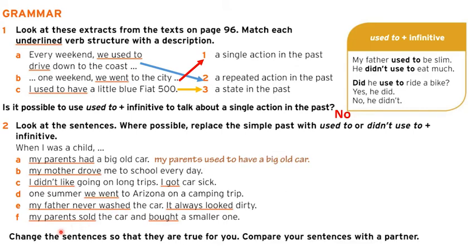Now, the last exercise says change the sentences so that they are true for you and compare your sentences with a partner. So now you're going to change these sentences in order that they are true for you. For example, when I was a child, my parents used to, and you can say they used to have a little store, or they used to have a red car. Okay, like this, change them so that they are true for you. And when you finish, we'll continue with the last topic of today.